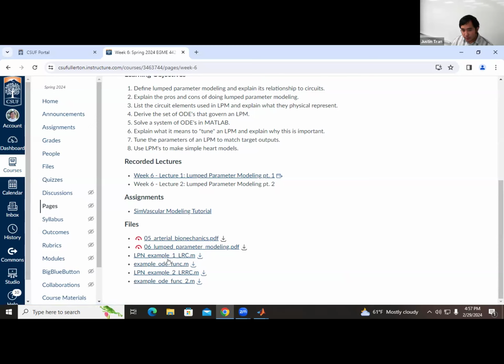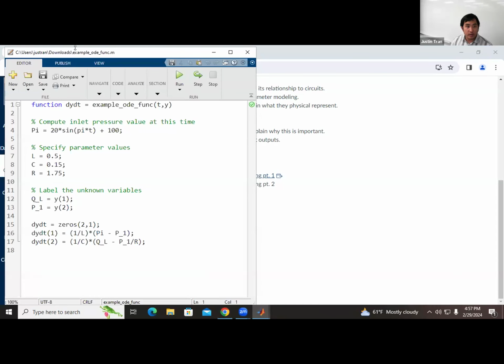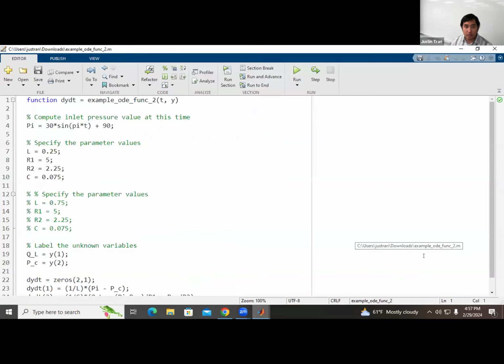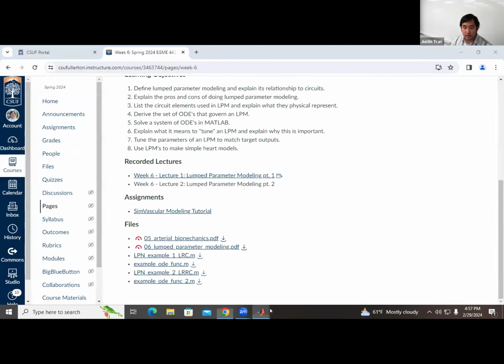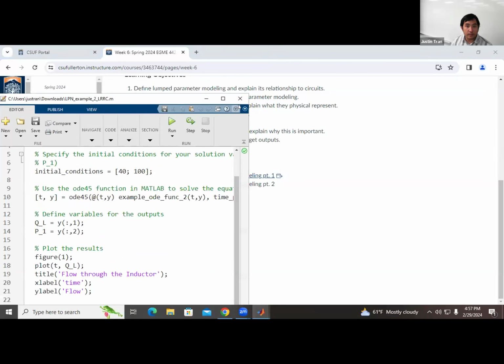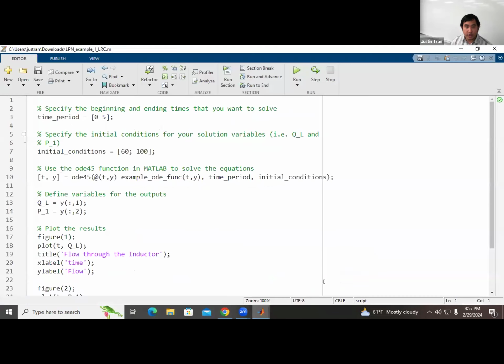We have example 1 LRC and example ODE func. These are the 2 codes we're going to look at now. The other example, which we'll do next week, is example 2 LRRC.m and example ODE func 2. So we're just going to look at the first 2 files here. Let me close the other 2. Okay, so let's look at these two codes, starting with example 1 LRC.